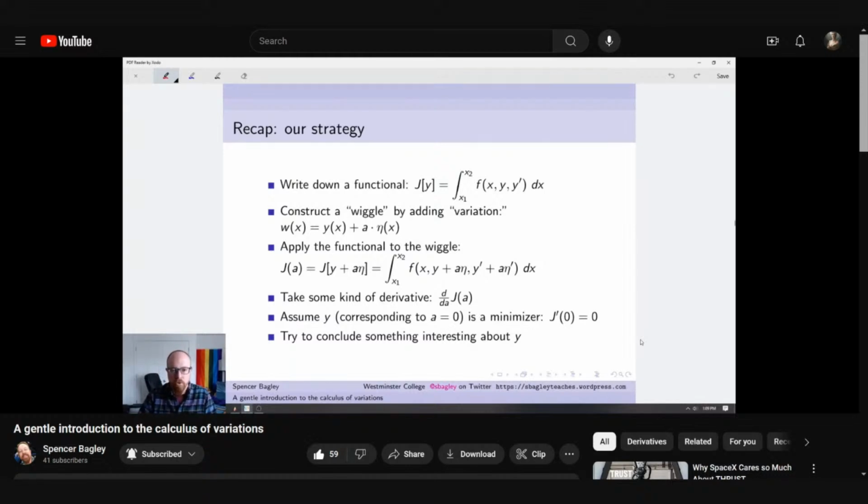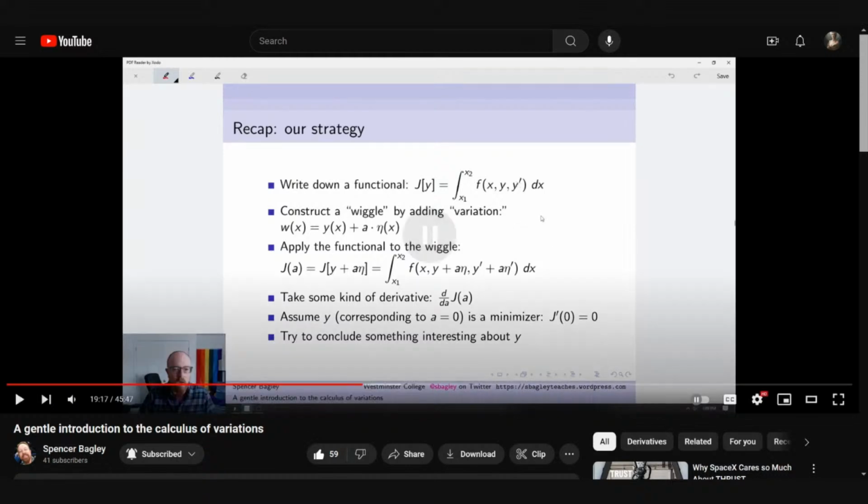We wrote down a functional in some way. So this is the protocol. These are the steps. Recap our strategy. Write down a functional J of y. For example, we wanted the shortest path. We're taking a function and we want the output to be the length of the function between x1 and x2, the arc length.